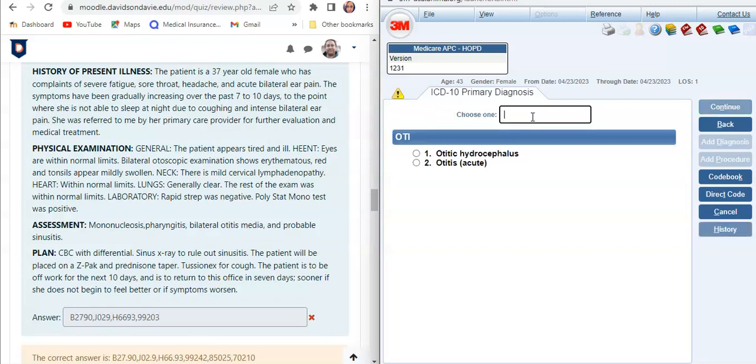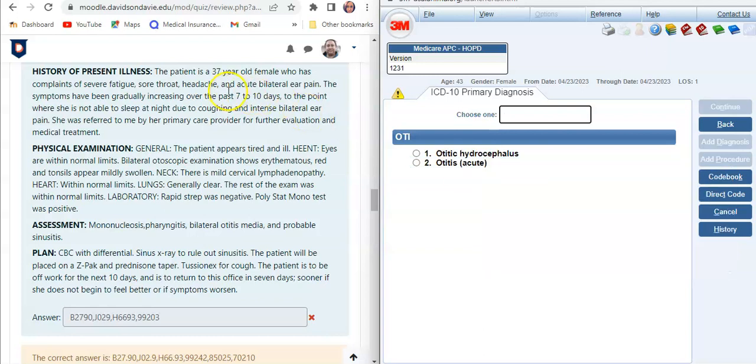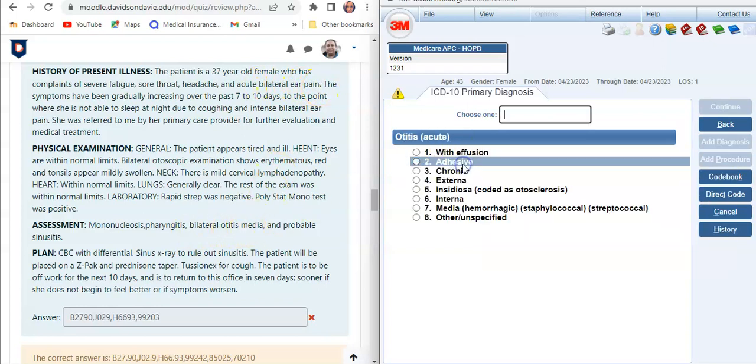So, it already did it. There we go. Look at that. And this says acute bilateral ear pain. Okay, well, that's what it is. It's acute.